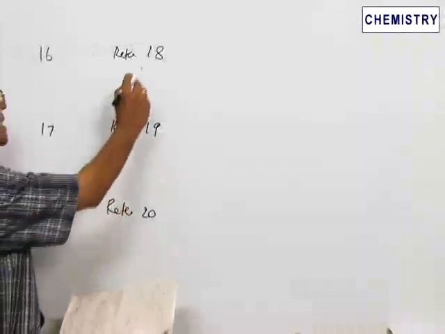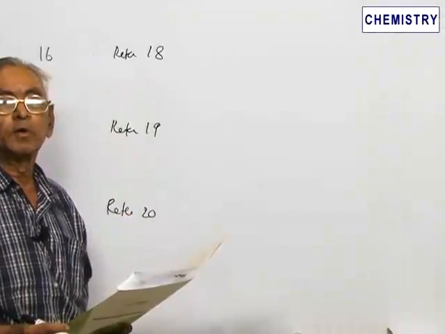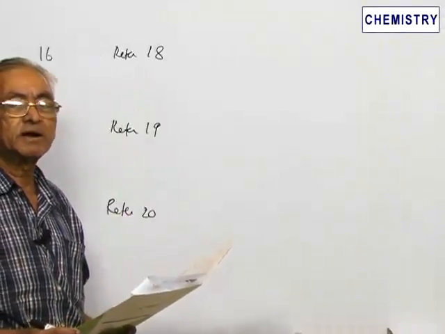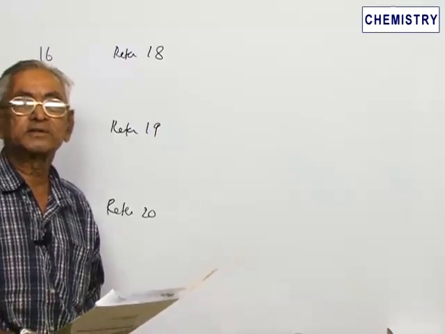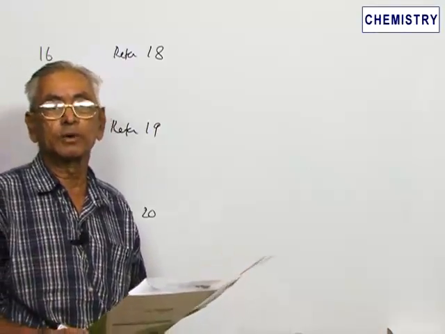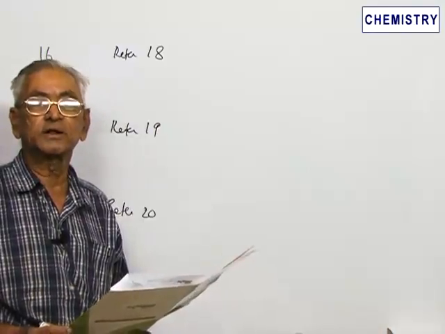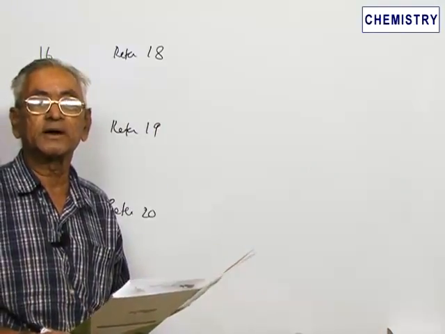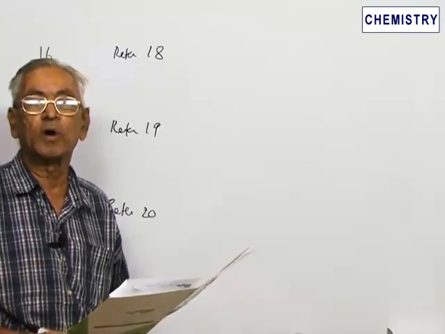Refer to question number 18. This is a small problem involving the estimation of carbon in an organic compound. Normally, for the estimation of carbon in an organic compound, the compound is heated in excess of oxygen so that all the carbon is converted in the form of carbon dioxide and hydrogen is converted in the form of water.